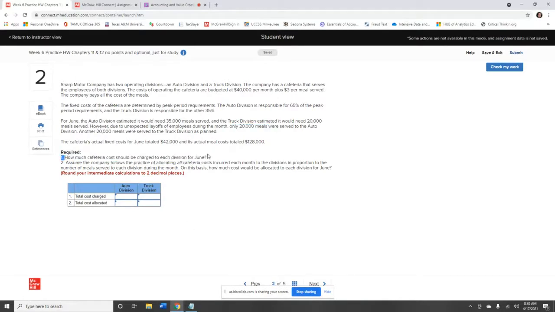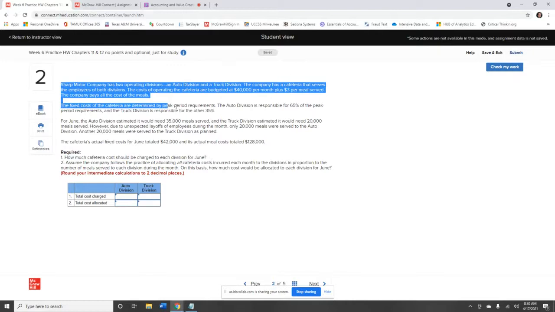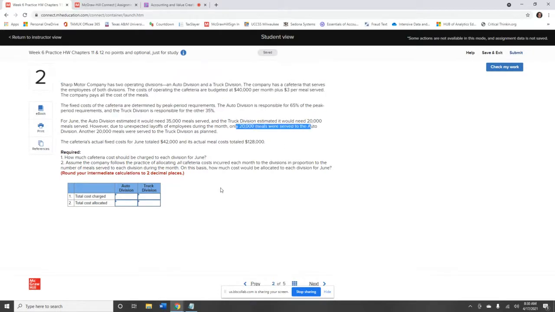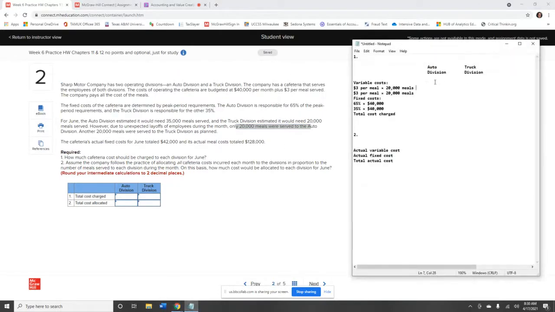So here's number 1. How much should be charged to each division? All right, so the variable costs. So here we got the two divisions, and we'll just do a column. So automobile division had $3 per meal times 20,000 meals. So they get allocated 60,000 in the variable costs. And truck, it's the same. They had 20,000 meals, and it's $3 per meal. Right? So variable costs are the same.